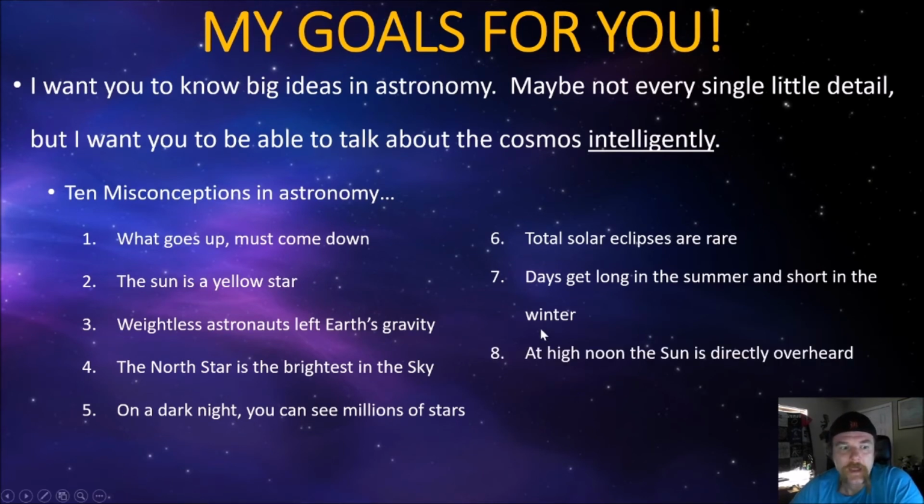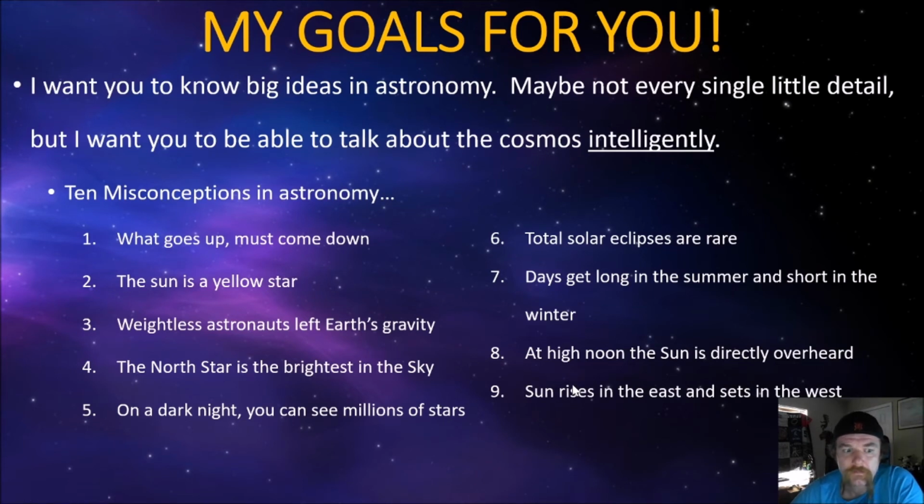A couple more. At high noon, the sun is directly overhead. That is true if you are standing directly on the equator. Anywhere else on planet Earth, and the sun is not going to be directly overhead. And that's because the Earth is tilted. And we'll go over that plenty in the next couple weeks. The sun rises in the east and sets in the west. These two are related. That's true in very specific places on Earth, depending on what time of year it is. Most of the time, it's going to be like northeast, southeast, northwest, southwest. It's very rarely going to be directly to the east or directly to the west.